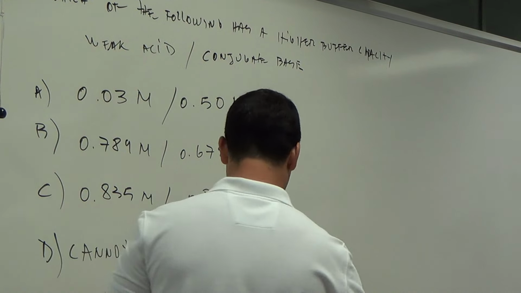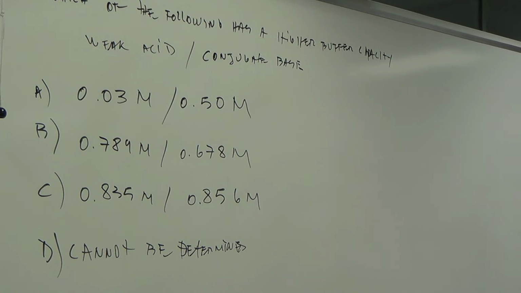Don't you need something to compare it to? Don't you need the original? No, it's not a comparison. It's which of the following has a higher buffer capacity. It's a comparison between them. So even if there's not a significant change, you can compare them. Well, the change in pH. No. You don't know the change in pH of that. You only know the amount of conjugate acid and conjugate base. Okay, you ready? What do you choose?